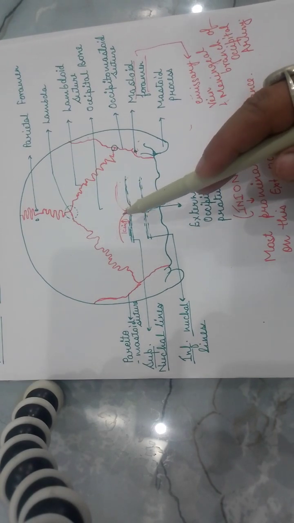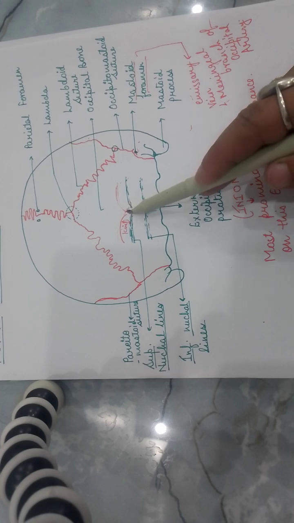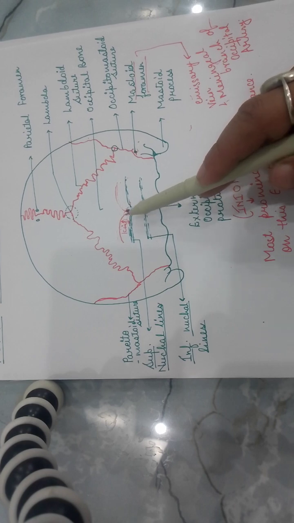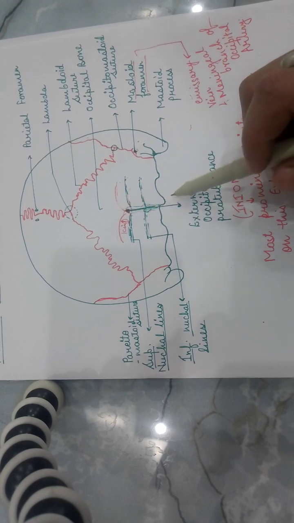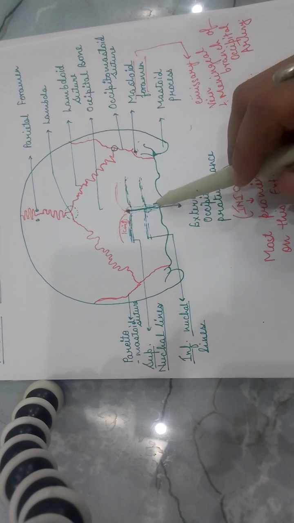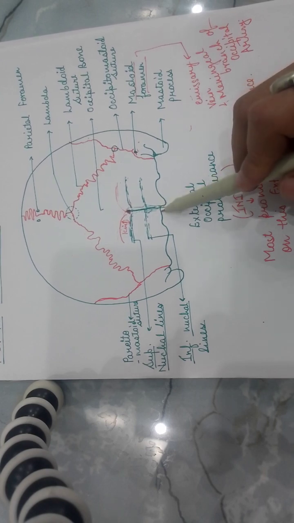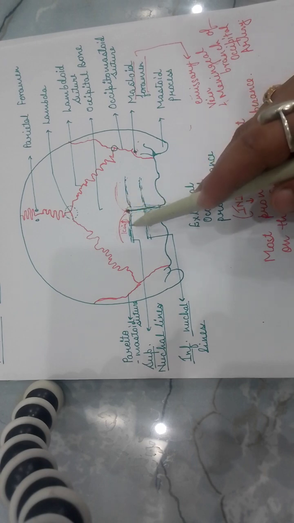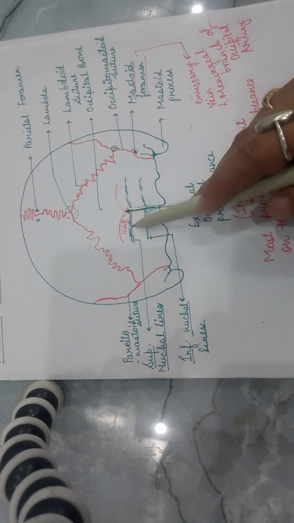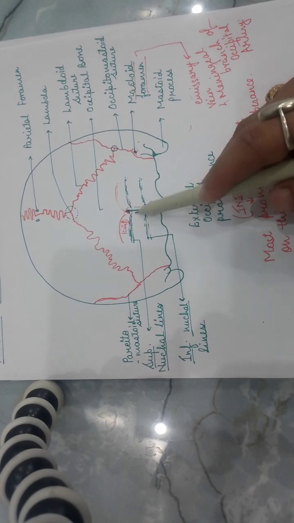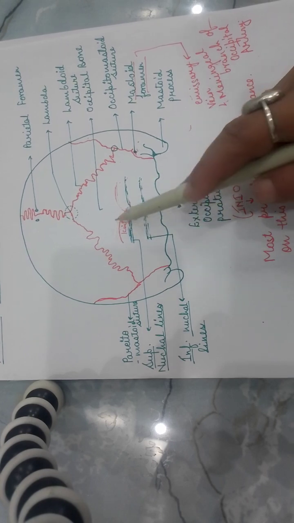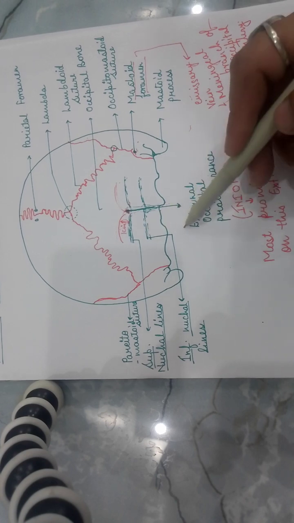Now this upper part of external occipital protuberance gives origin to trapezius muscle, and the lower part gives attachment to the upper end of ligamentum nuchae, and the medial one third of the superior nuchal line gives origin to trapezius, and the lateral part provides attachment to the sternocleidomastoid above and splenius capitis below.